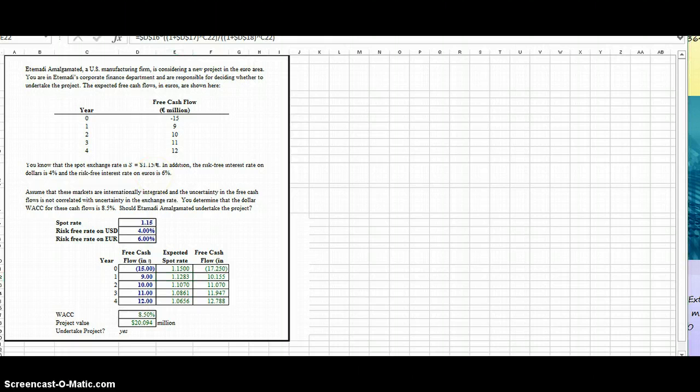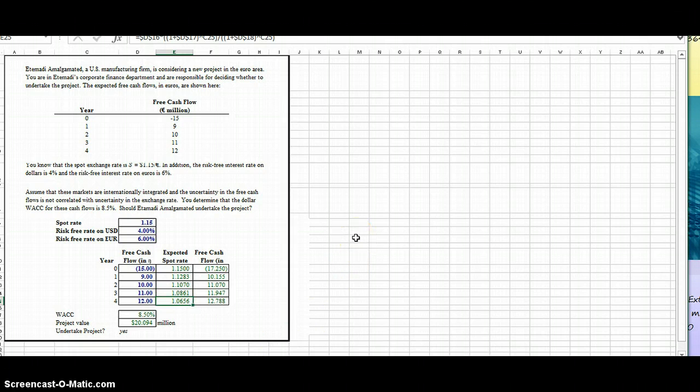Now, this information was in the reading that we did this week, and it's on page 715 of your textbook. So to calculate the future period expected spot rates, you're going to take 1 plus the dollar risk-free rate divided by 1 plus the foreign currency risk-free rate raised to the power of the number of periods, and then you multiply that solution times the current spot rate. So you're going to calculate each one of these spot rates by using the formula that's on page 715 of your textbook.